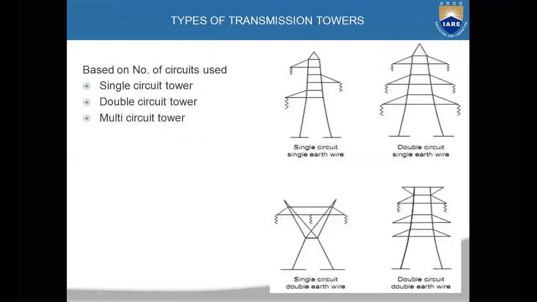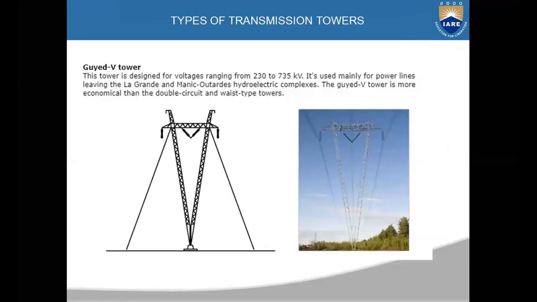Now depending upon the number of circuits used, you will have single circuit towers, double circuit towers and multi circuit towers. A single circuit tower will generally have only one set of 3-phase lines. A double circuit tower will have 2 sets of 3-phase lines, and a multi circuit tower will have more than that, 3 circuits or 4 circuits, like that. Depending upon the number of circuits, they are called single circuit tower, double circuit tower, and multi circuit tower. There are some special towers also.